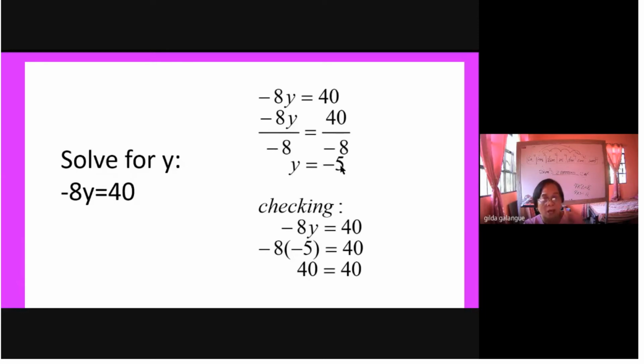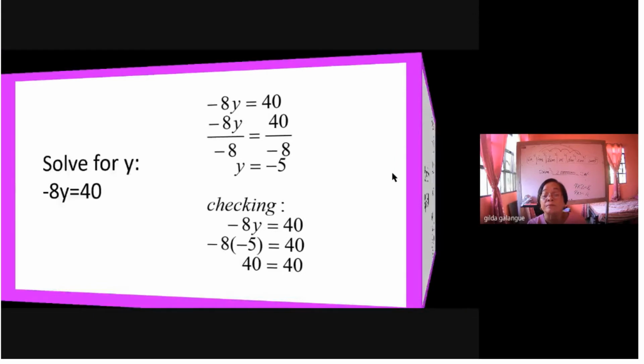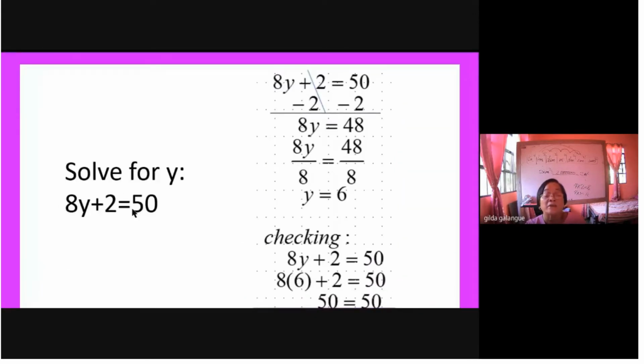So we have 40 divided by negative 8 as negative 5. So what is our value of y? The value of y is negative 5. Now, we are going to substitute the value of y in the equation. What is the value of y? The value of y is negative 5. Negative 8 times negative 5 is positive 40. 40 equals 40. Since it is correct, our result, y equals negative 5, is correct.